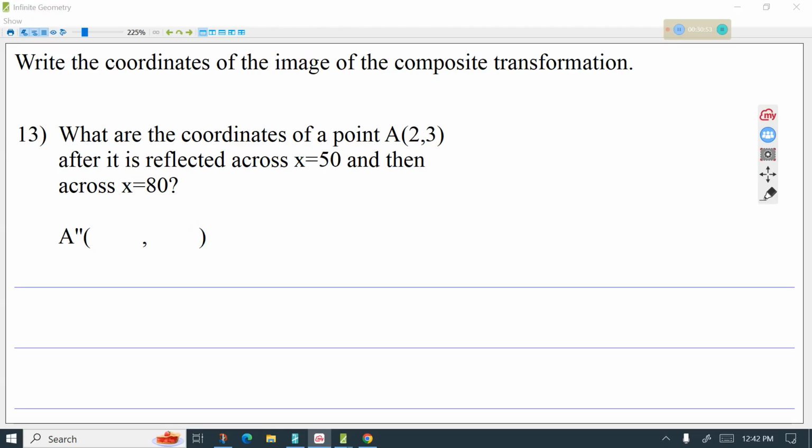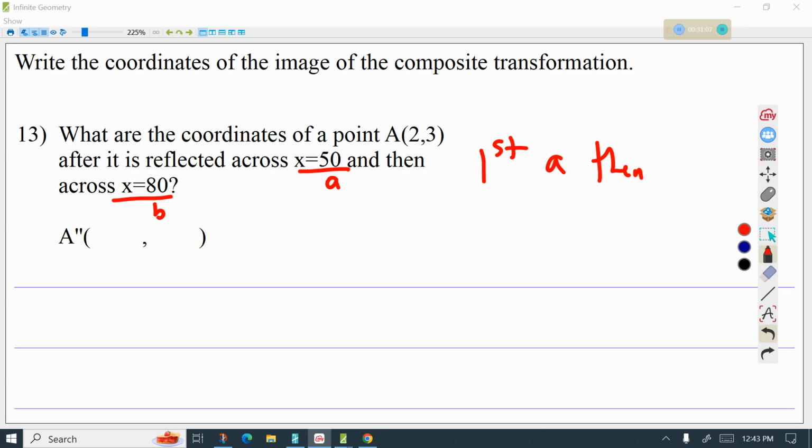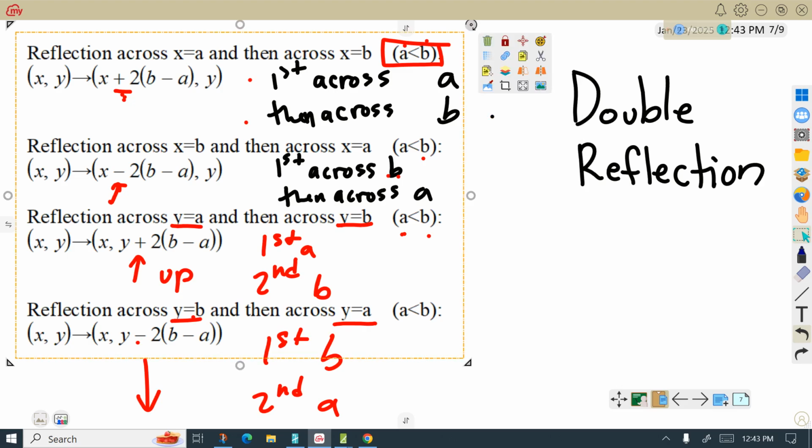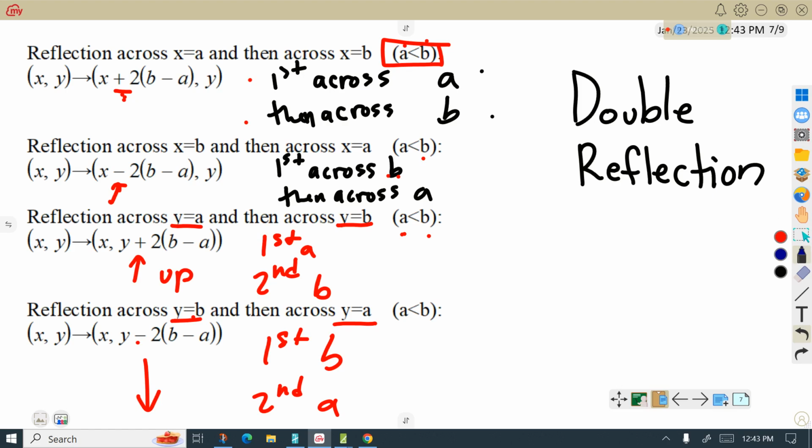So let's get these ones on here. This first one: we have a reflection across 50 and then across 80. Notice this is my A and that's my B. We're going first across A and then across B. So which arrow notation should I be using? First A then B, I should be using the one up here that says I go to the right. This one pushes me to the right. We said this one will push me to the left, this one will go up, and this one takes us down. That's the way these double reflections work.